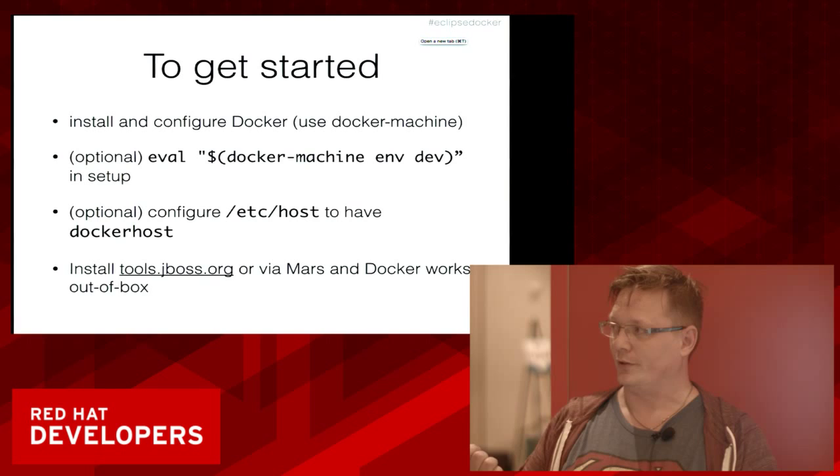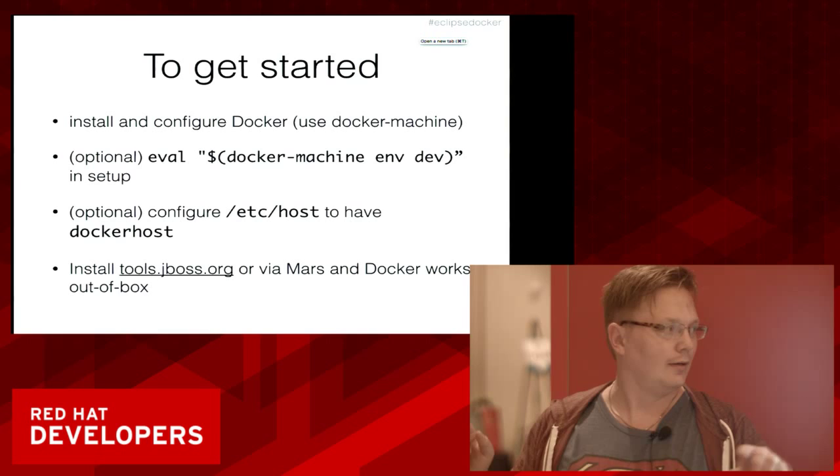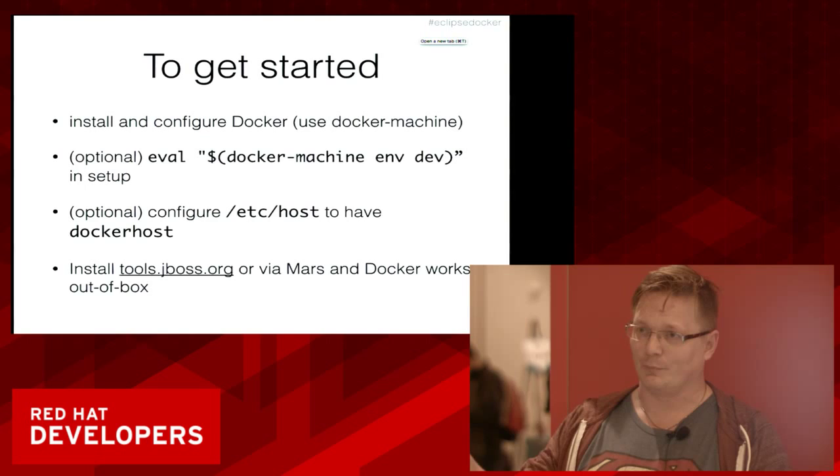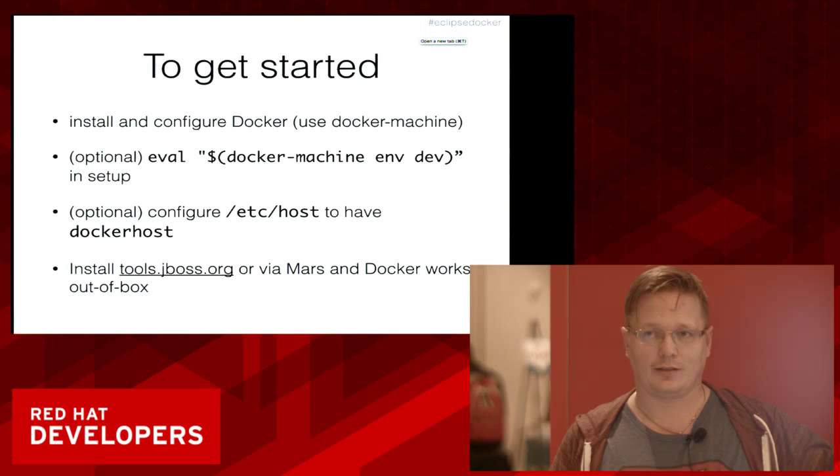And here's just a tip I do: I go in my /etc/hosts and say docker host is equal to the IP number that I get out from here. That is just so I don't have to remember it's 192.168.7-something. It's just always docker host. So when you see me refer to docker host, it's just whatever IP it is on my local machine here. Then you go to tools.jboss.org or via Eclipse Marketplace and get our tooling, and it has the Docker tools embedded in already.